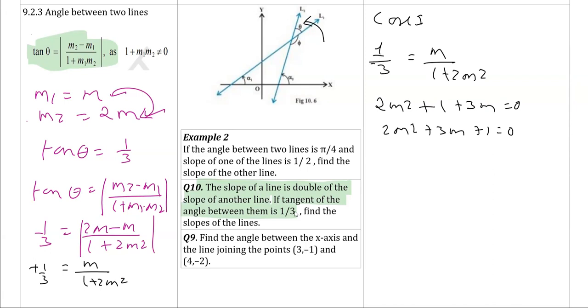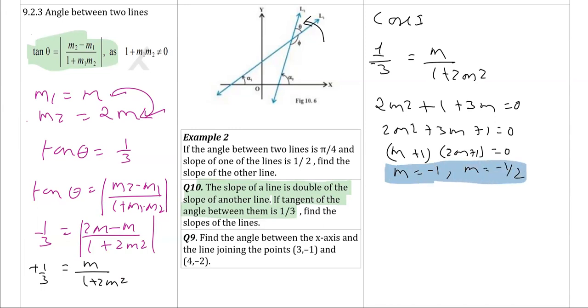Right. So if we factorize this, 2m square plus 3m plus 1, on factorizing you'll get the two possible factors, m plus 1 and 2m plus 1, that is equal to 0. It implies m is minus 1 or m is minus half. We got these first values, case 1.